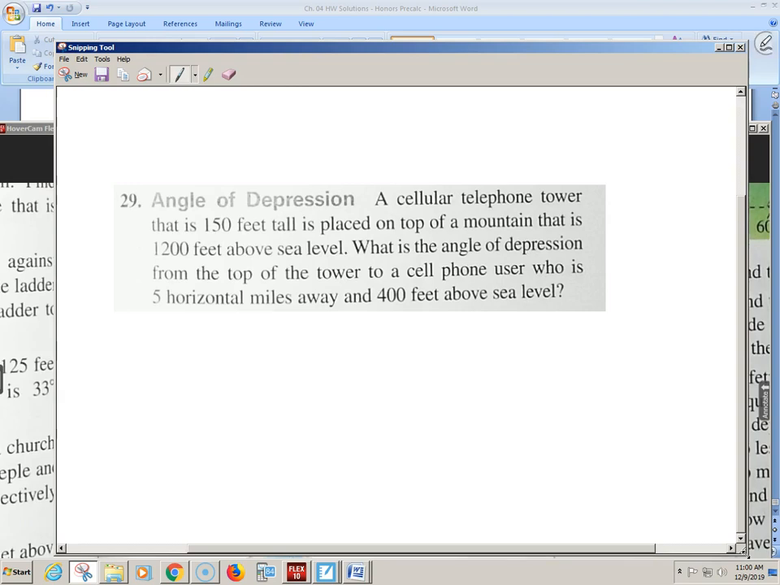This one's similar, to be honest. I think this one's harder, because now all of a sudden you've got a mountain and a cell tower on top of a mountain. But if you think about it, isn't it super similar to the one we just had? You have one object and then you have something else on top of the other object.